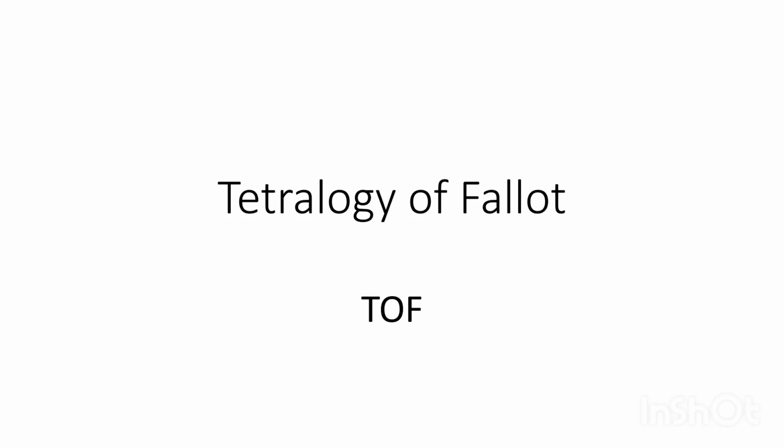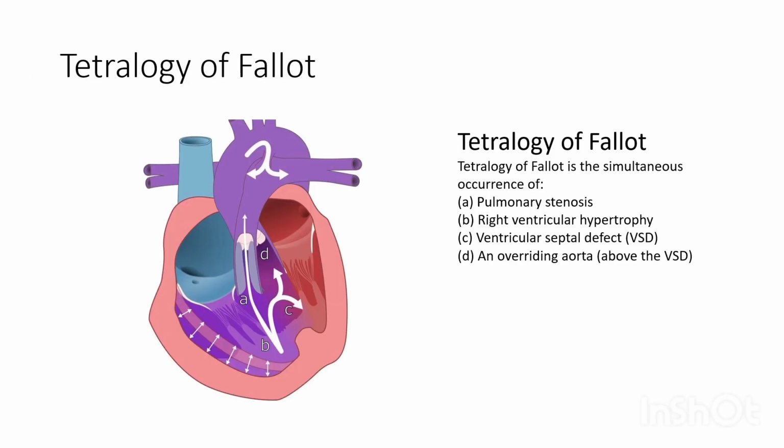Tetralogy of Fallot (TOF). Tetralogy of Fallot is the simultaneous occurrence of pulmonary infundibular or valvular stenosis, right ventricular hypertrophy, ventricular septal defect, and overriding aorta placed above the ventricular septal defect.